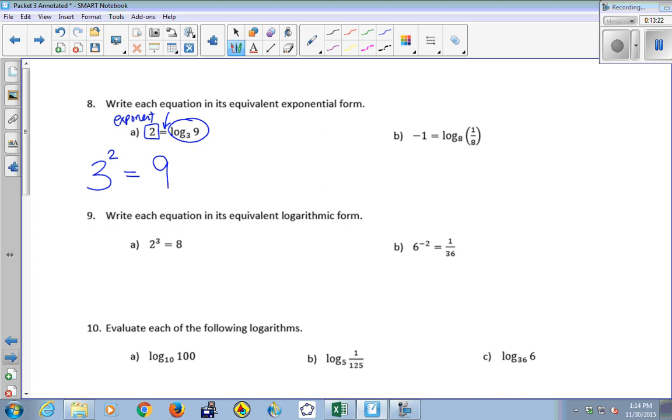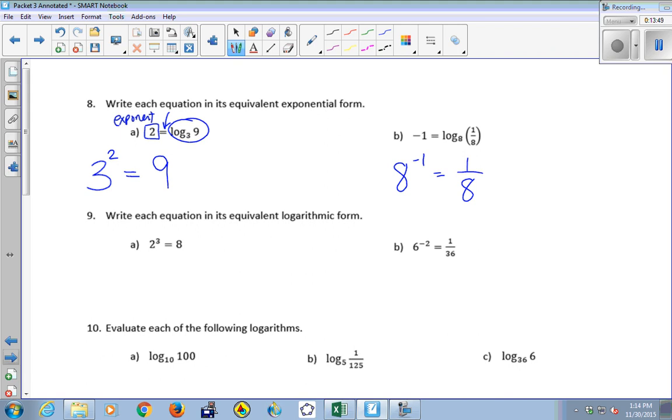All right, let's do one more example. Which number, -1, 8, or 1/8, is the base in this equation? 8 is the base. Which number is the exponent? -1, and that should equal the only remaining number, 1/8. Is that true? Yeah. 8 to the -1 is 1 over 8. Okay. These are just equivalent ways of writing the same information.